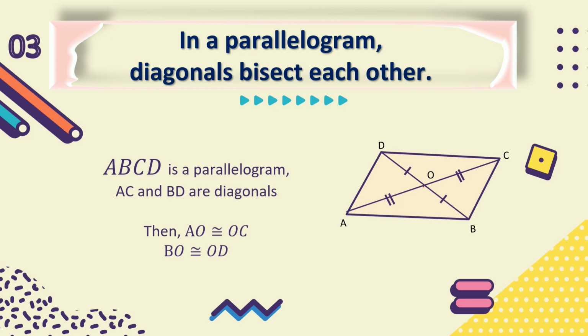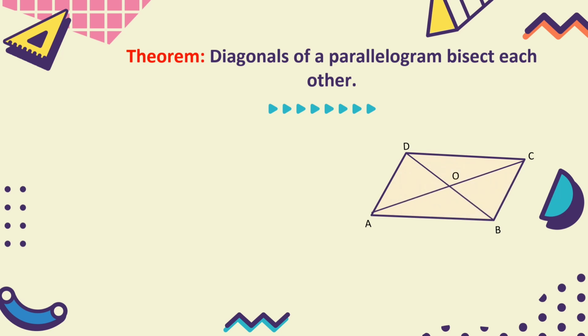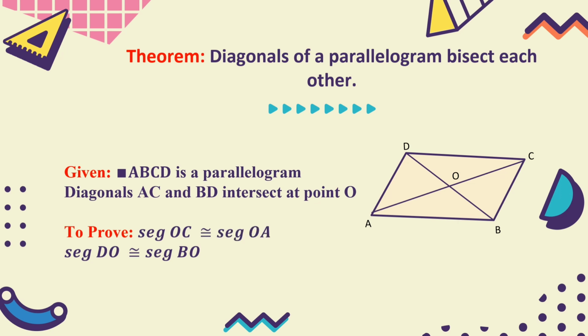Okay, so let us see the proof of this theorem. So we have to show that diagonals of a parallelogram bisect each other. We will consider a parallelogram ABCD. What is given? Quadrilateral ABCD is a parallelogram. Diagonals AC and BD intersect each other at O. Now what we have to prove? We have to prove that segment DO is congruent to segment OB and segment AO is congruent to segment OC. Alright.